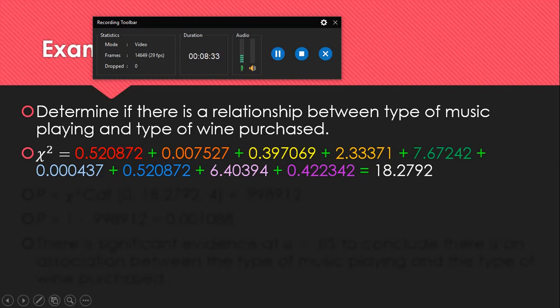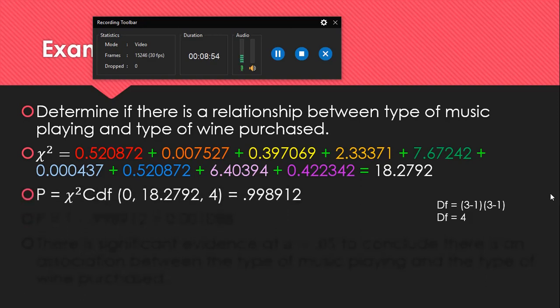Before we can put this into the iPad, I'm going to need to know the degrees of freedom. So my table is a 3 by 3. So to calculate the degrees of freedom, it's rows minus 1 and columns minus 1. So 2 times 2 will give me 4 degrees of freedom. This will help normalize the table a little bit or the distribution.